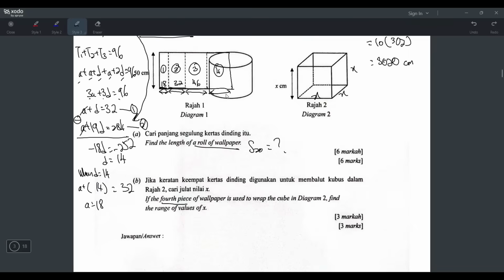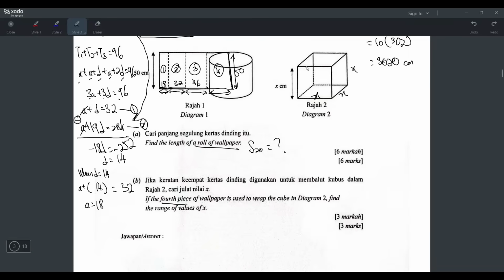But we all know the length for this is different, okay? But it will have the same height. Yeah, because the height, or you can say the width, the lebar of the rectangle, is all the same. They never change. The length is changing, right? And they say this piece is used to wrap the cube.